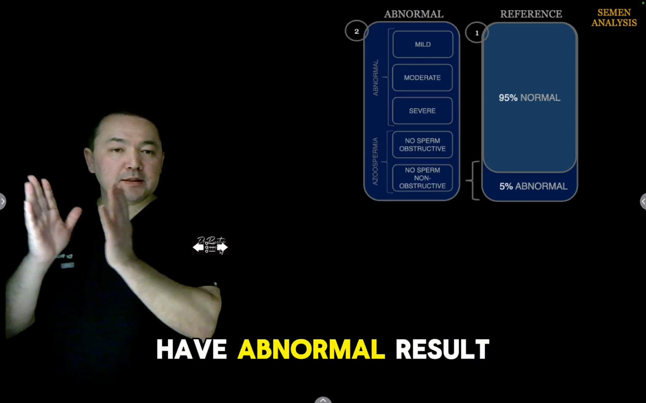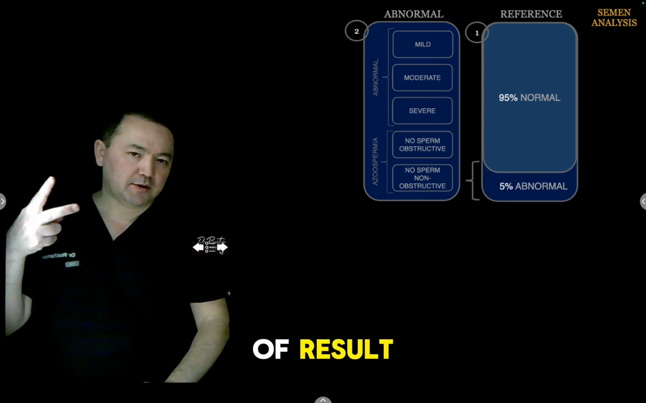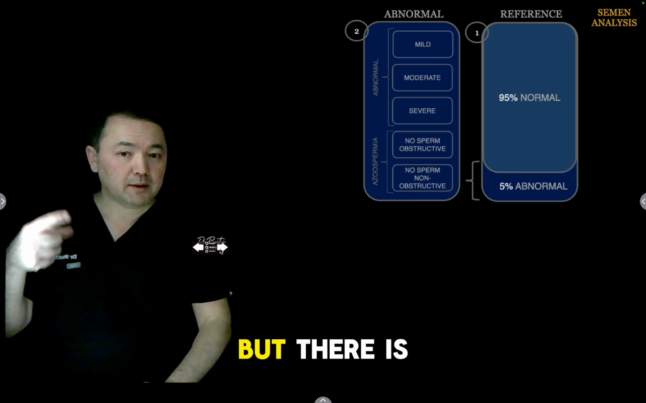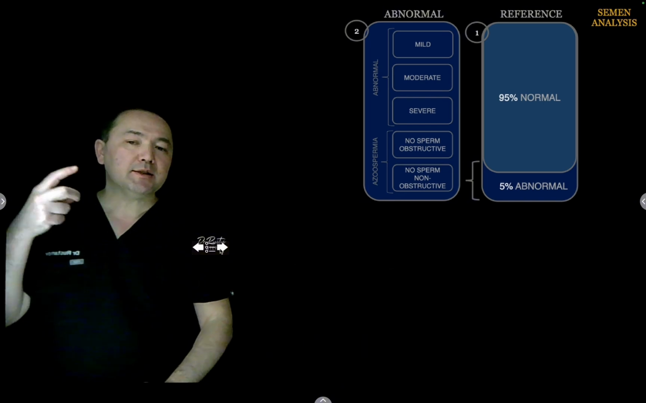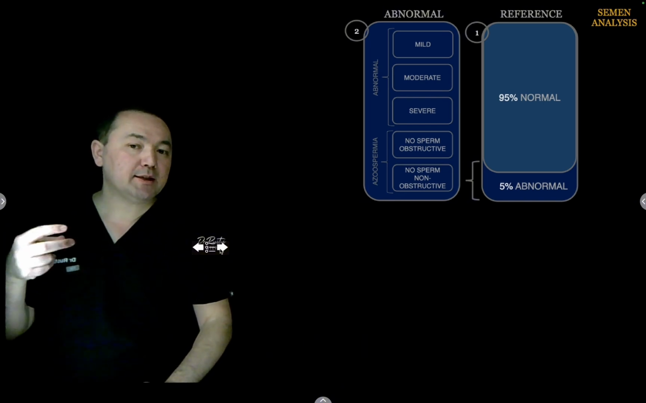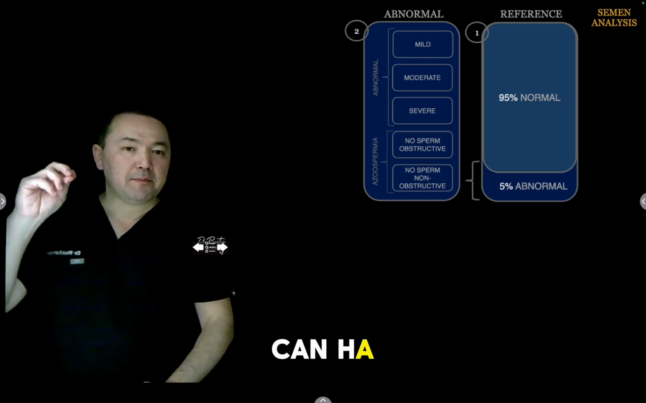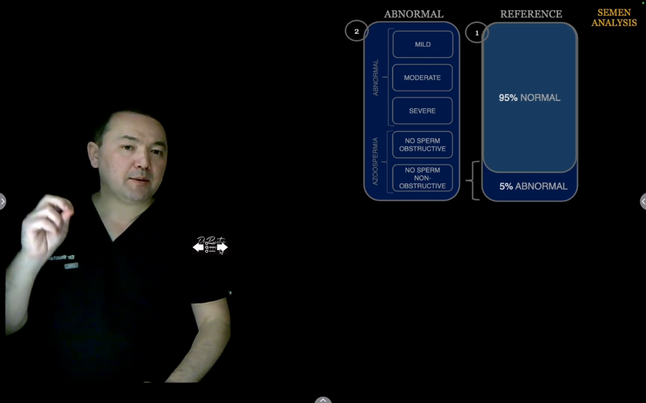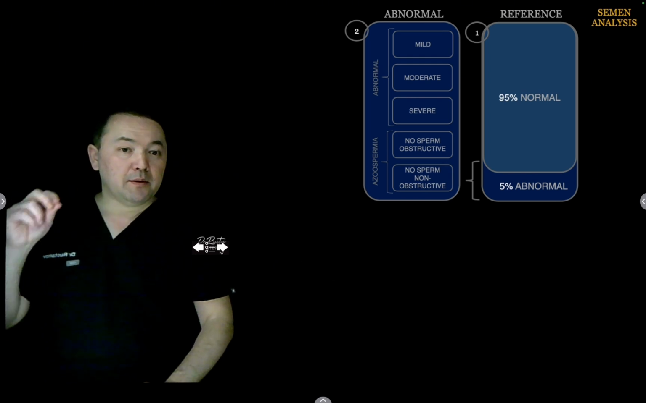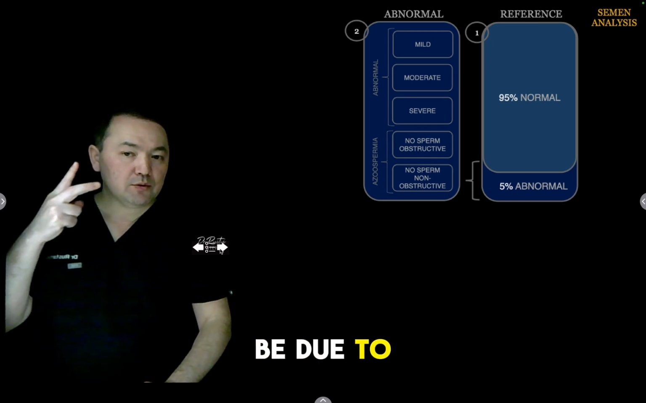Essentially, when you have an abnormal result, you can have two different categories of result. One is abnormal, but there is sperm in the sample. Second, abnormal and there is no sperm in the sample. That's called azoospermia. When there is sperm in the sample, you can have a mild, moderate, or severely abnormal result. When there is no sperm in the sample, when you have azoospermia, it can be in two categories.